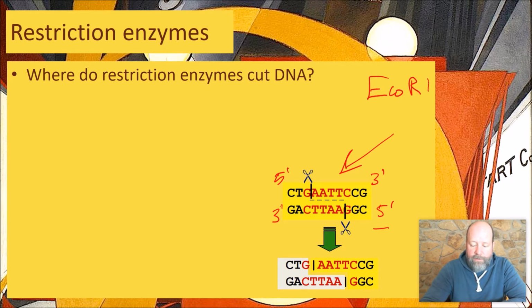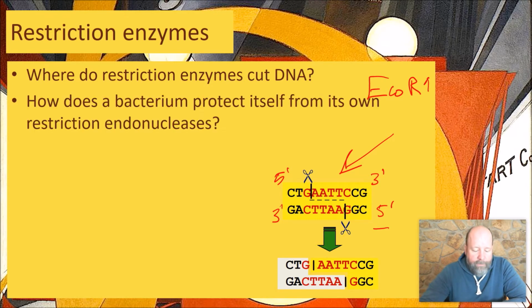ECHO because it's E. coli, and R1 because it's the first restriction enzyme we identified from E. coli. So like I said before, they protect themselves from their own endonucleases by not having these restriction sites or by blocking these restriction sites with proteins.